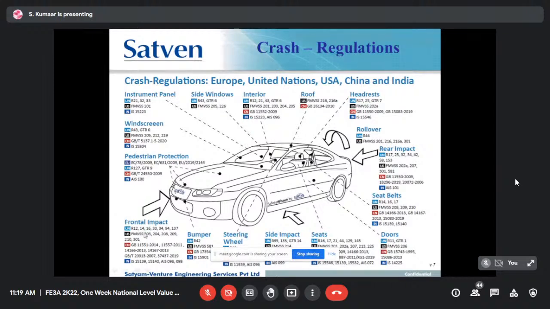for UN, we need to have the regulations called R12, R14, R16. And for US, we have FMVSS. In the same way, India also has IS 15139. So for different impacts or different parts of the car, we have regulations. As per the regulations, we need to build the part, and based on the testing procedure, we need to perform the simulations, and whatever results we get from the simulations should be within the limit of the criteria.